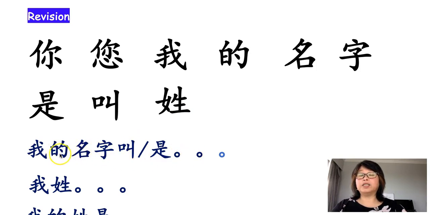For example, 我的名字叫 Matthew. 我的名字 or we can say 我的名字是 Matthew. 我姓陈, my surname is Chen. Or 我的姓是陈.